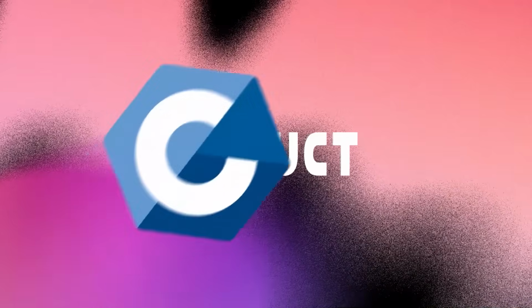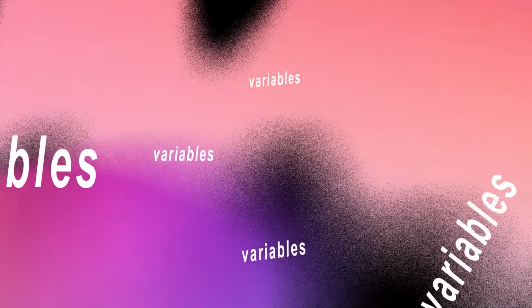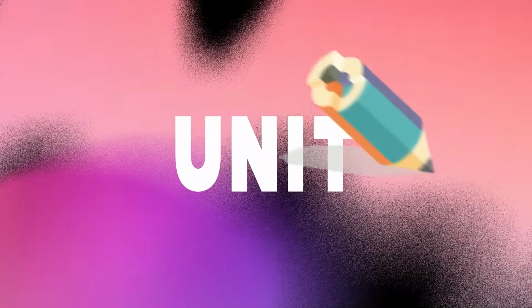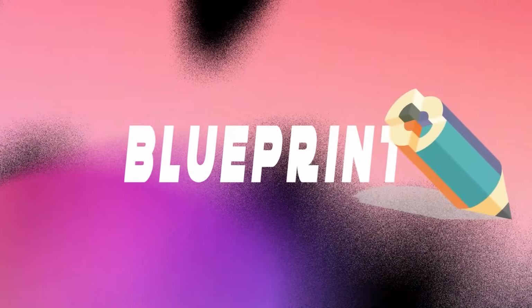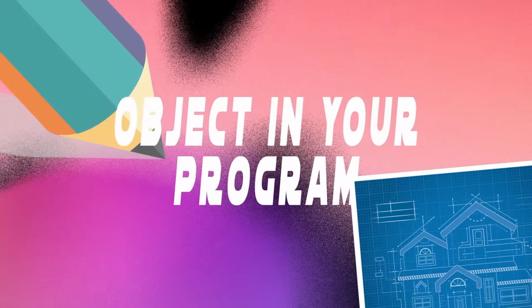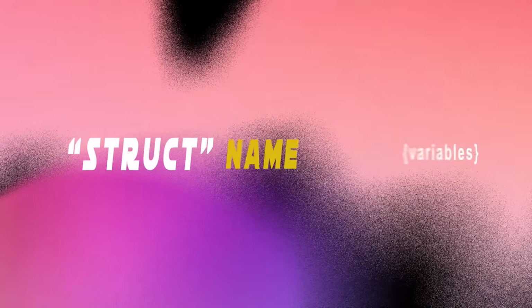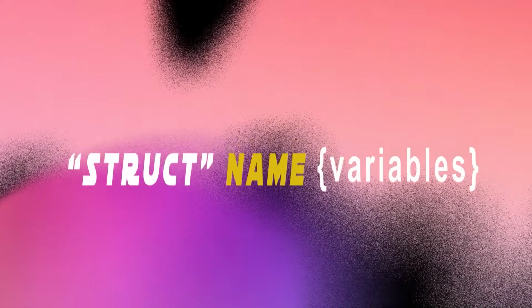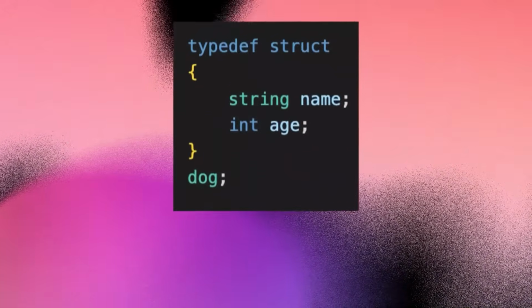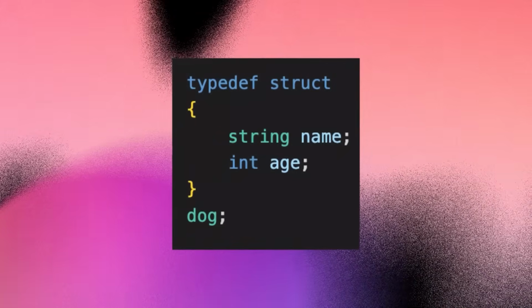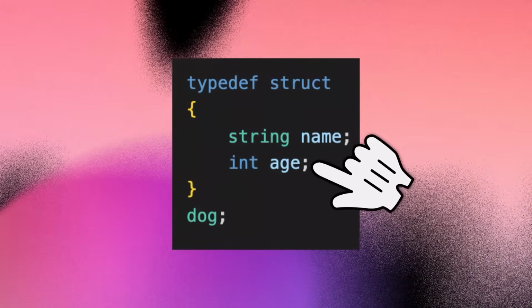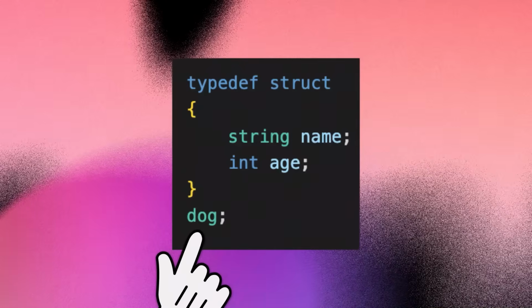A struct in C is a way to group together multiple variables of different types into a single unit. A good way to think of it is as creating a blueprint for things. Just like how an architect creates a blueprint for a house, you can create a blueprint for an object in your program. A struct is defined using the keyword struct, followed by a name and a set of variables in curly brackets. For example, here's how you might define a struct to represent a dog. This struct has two variables, a string name and an int age, that represent the dog's name and age respectively.